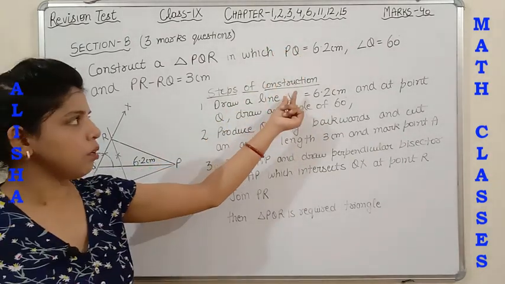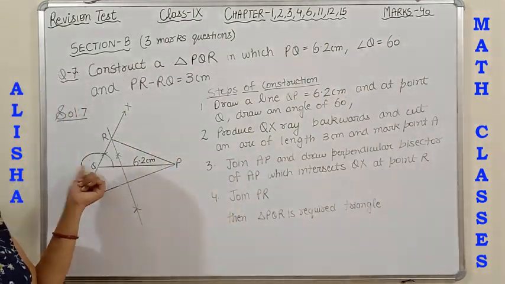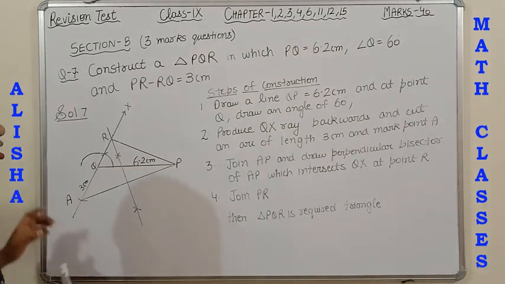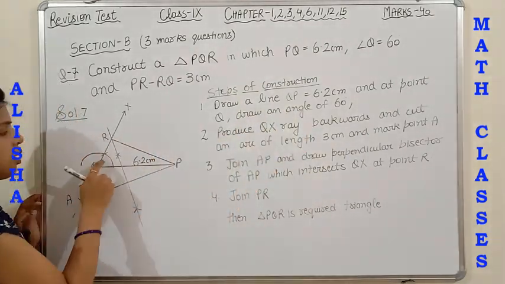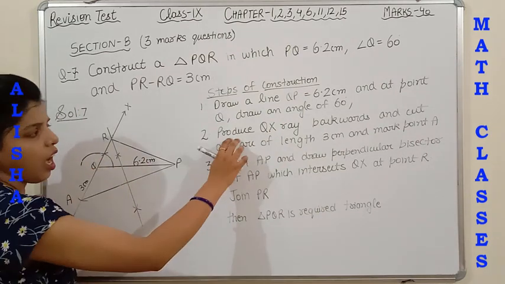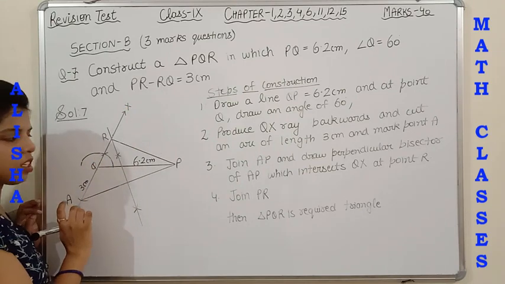I am taking QP because angle Q is 60 degrees, so I am taking point Q on this side, it hardly matters, PQ or QP, the same line is there. So I have written QP, and on it I have drawn an angle of 60 degrees by using a compass. So now this is ray QX and angle Q is 60 degrees.